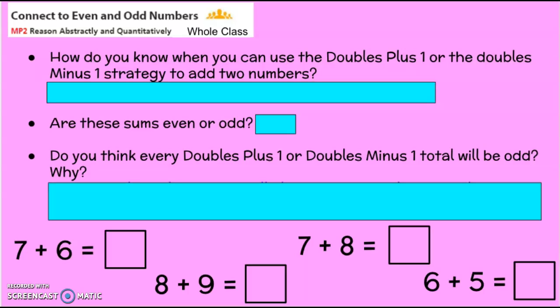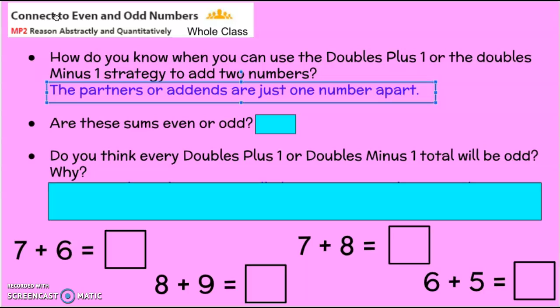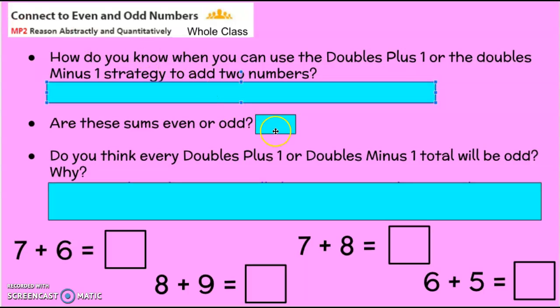How do you know when you can use a double plus 1 or double minus 1 strategy to add the two numbers? How do you know? The partners or add-ins are just 1 number apart. So they're not exactly the same, they're just 1 number different. So 5 and 6 or 8 and 9 are 1 number different.